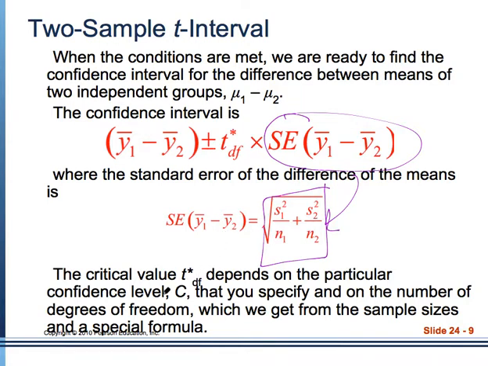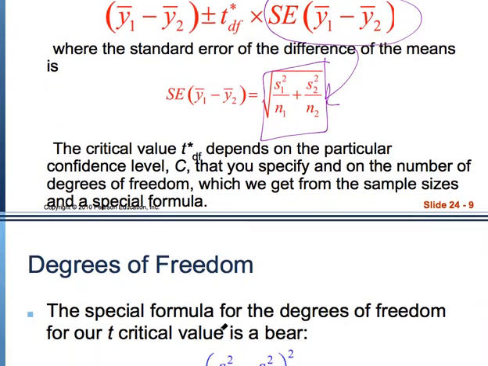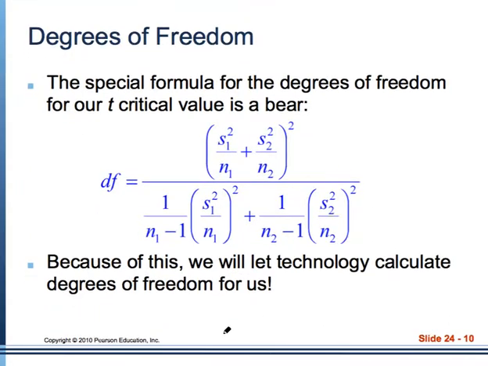All right, so the critical value depends on the confidence level that you choose and specify, and on the number of degrees of freedom, which we get from the sample sizes and the special formula that we use. So here is the really ugly formula. Before you get too excited about this, we're not going to be using this. You're not going to be memorizing this. Look, it says right here, it's a bear. We're not doing this. You will be using your calculator to figure this out.